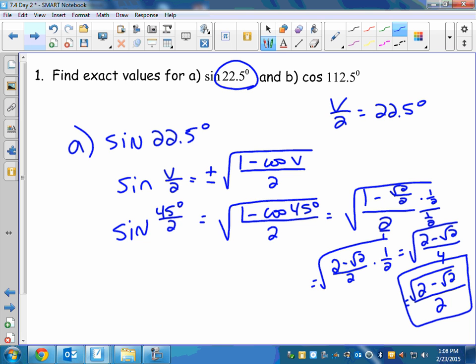Let's do one more with numbers. Aaron, stop biting your nails. If they ask me to find 112.5 degrees, if I double 112.5, does that equal something I know?